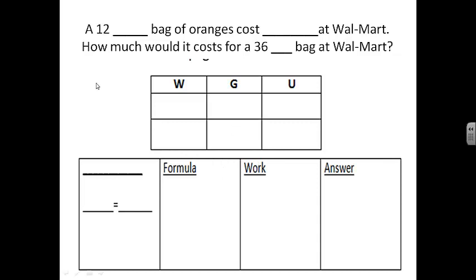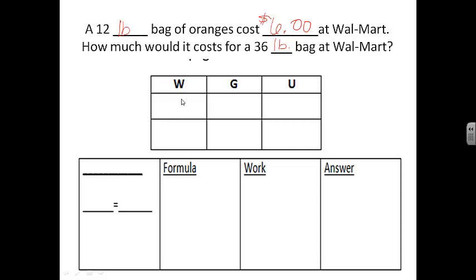Bear with me. Okay, a 12-pound bag of oranges costs $6 at Walmart. How much would it cost for a 36-pound bag at Walmart? Now, let's look up here. What two things does it give me in the first sentence? It said a 12-pound bag of oranges costs $6 at Walmart.